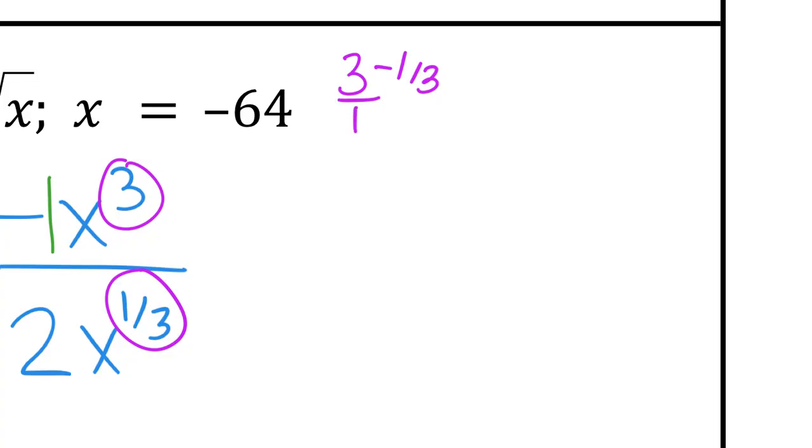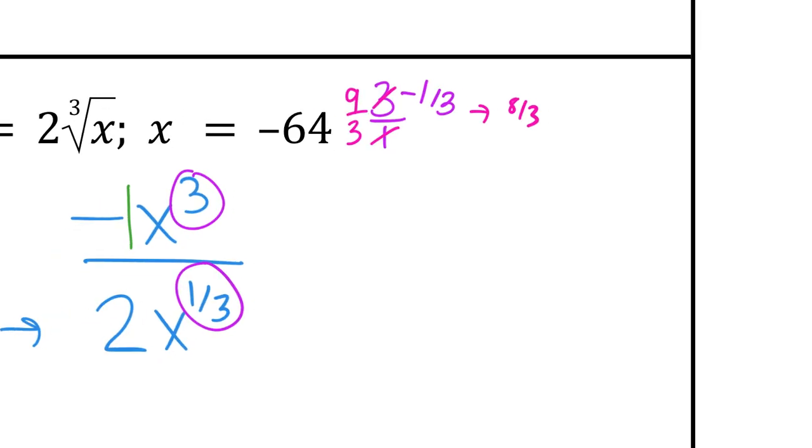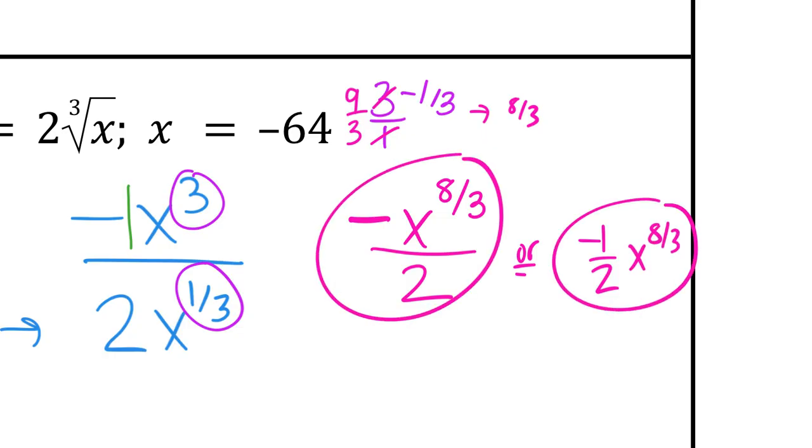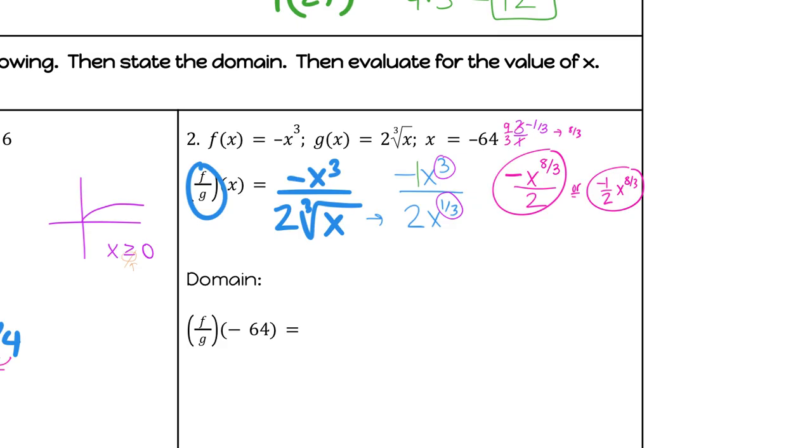If I change 3 over 1 into thirds, 3 over 1 would be 9/3. So if we're taking away 1/3 from 9/3, that would leave us with 8/3. So this turns into negative x to the 8/3 over 2, because that 2 was on the bottom. Or you could think of it like this, -1/2 x to the 8/3. Either one of these would be okay. So there's our quotient, and now let's talk about the domain.